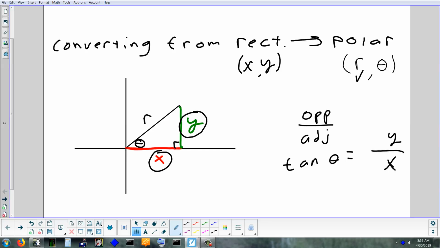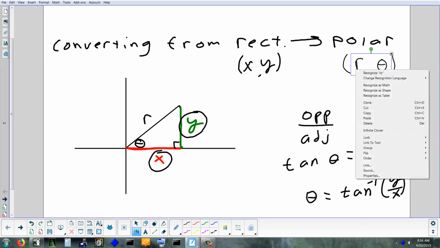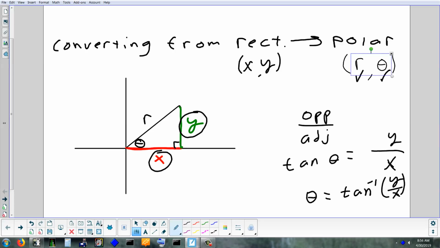But I don't want to know the tangent of my angle. I want to know my angle. So what would you have to do to get rid of tangent? Inverse tangent. Okay, I'm going to write this down nicely on the next page, so you don't have to write it right now. I'm just showing you where the formula comes from. So inverse tangent is how you get your angle. The Pythagorean theorem is how you get the radius, and that gives you both things. Pythagorean theorem, inverse tangent. Okay? So let's write that down.